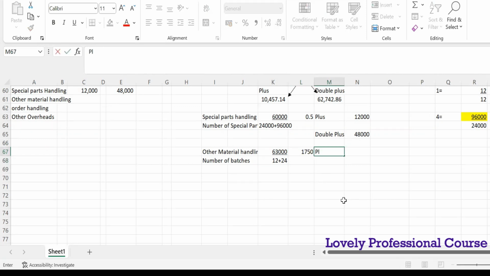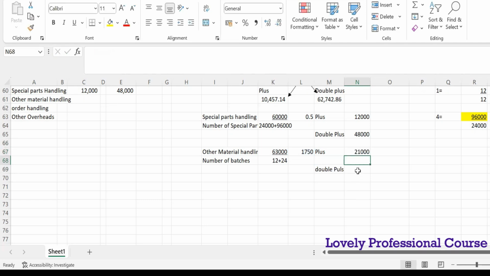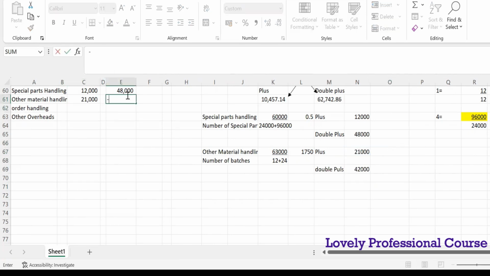So I allocate to plus and also double plus. I'm going to have this cost per activity multiplied by 12, this 12 for plus. So I'm going to have my figure here, and even here I'm going to have this cost per activity multiplied by this 24, so I get 42. So the answer is 21 and 42. Is it okay?